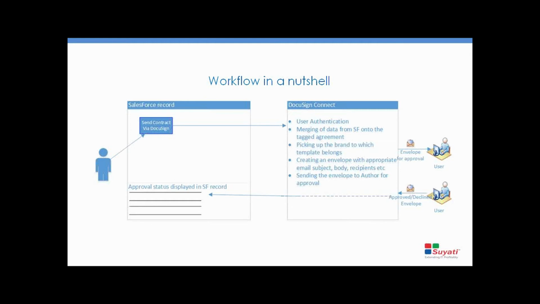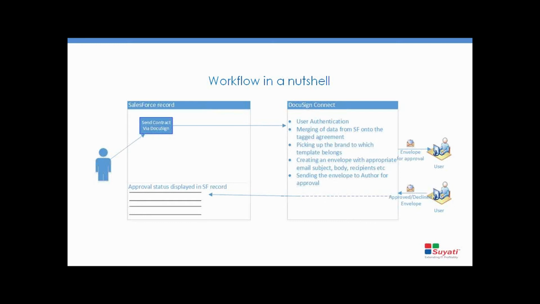The same workflow which we just now discussed, in a pictorial way: the Salesforce user initiates the process by clicking the send contract via DocuSign button. It reaches the customer through DocuSign Connect. In the picture, we are calling it an envelope for approval. In DocuSign terminology, the email is called an envelope. An envelope record will be stored inside the DocuSign application. The same thing can be either accepted or declined by the customer, and it will be updated accordingly in the Salesforce record.